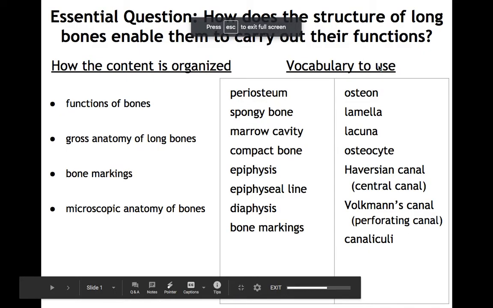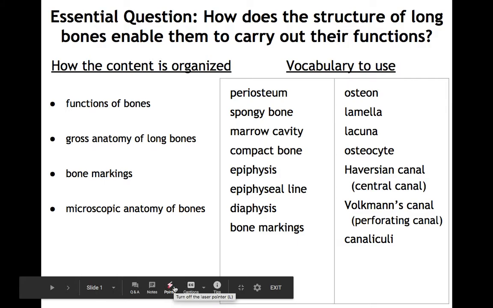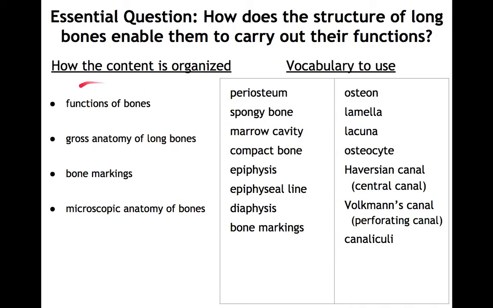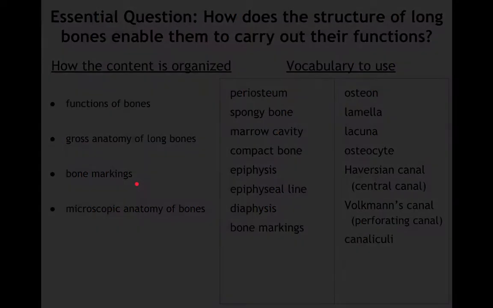Hi guys, this lecture is on bone structure, and your essential question is, how does the structure of long bones enable them to carry out their functions? And you should be able to answer that question using these vocabulary. First, we'll identify the functions of bones, and then we'll discuss how the gross anatomy and the microscopic anatomy of long bones enable those functions. Along the way, we'll also briefly discuss bone markings.